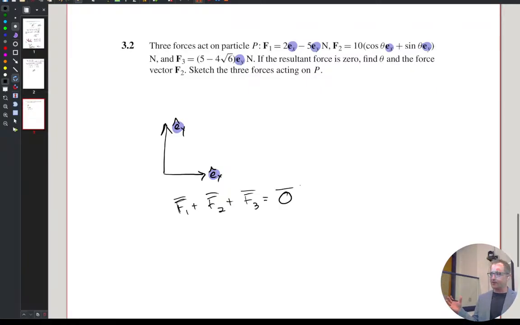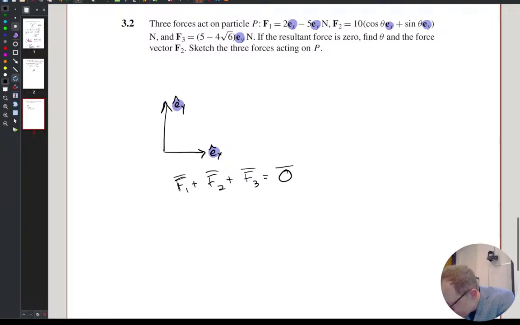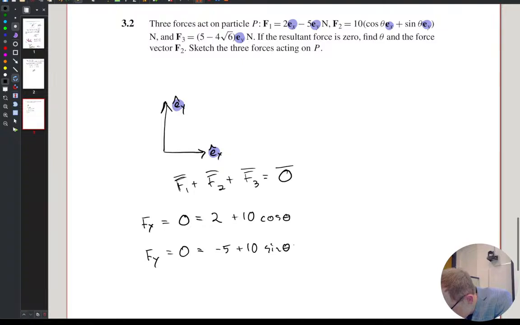So if everything's equal to 0, it's not accelerating, not that it's not moving, but it's not accelerating, then my x components have to be equal to 0, which is 2 plus 10 cosine theta, and then no x in the F3. And all my y components are 0. So that's a -5, +10 sine theta, +5 minus 4 root 6. I don't love that, 5 minus 4 root 6, but it's okay. It's fine. We do a -5 plus a 5, so some of it works out.